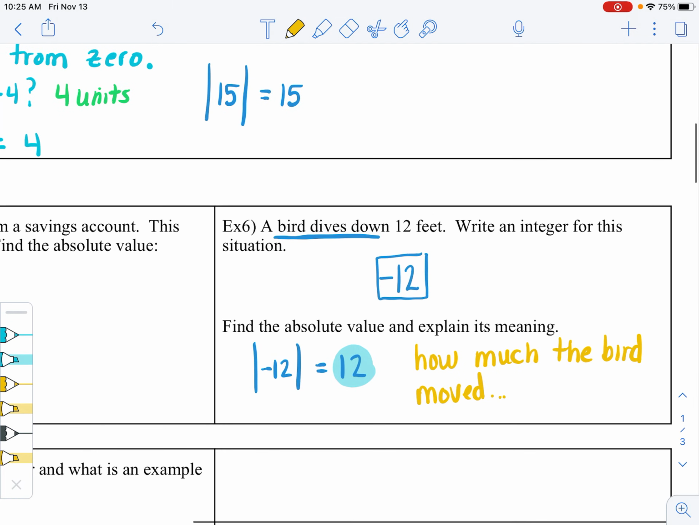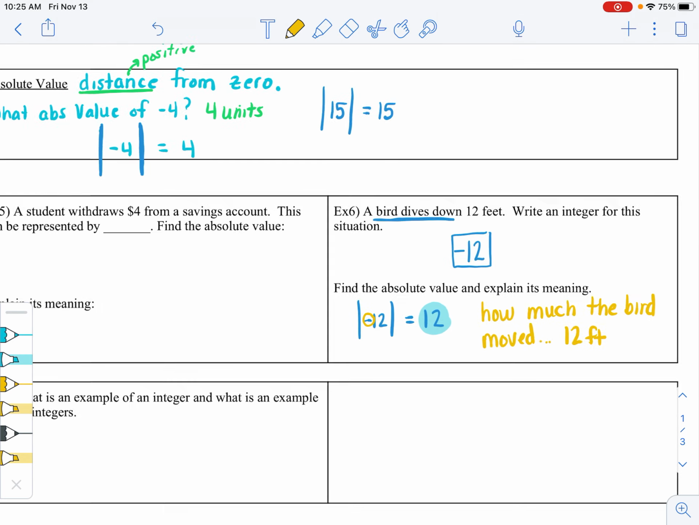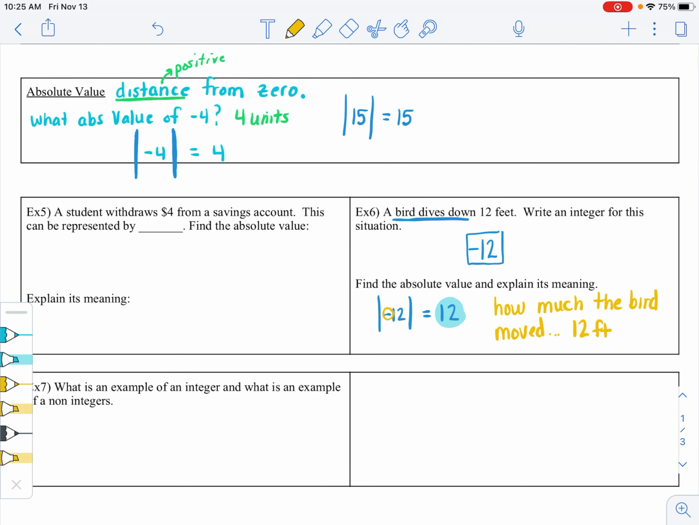So it moved 12 feet. The negative before the absolute value indicated that it was moving down. But the 12 is how much it moved. Okay?